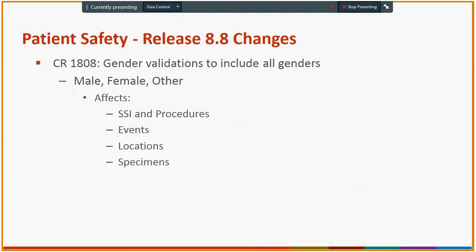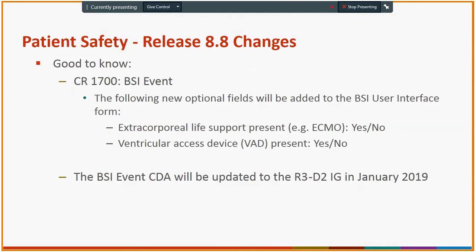CR 1808 applies to gender validation. All genders will be valid for SSI procedures, events, locations, and specimen types. An example is a male, female, or other gender will be valid for hysterectomy procedure. Next slide.